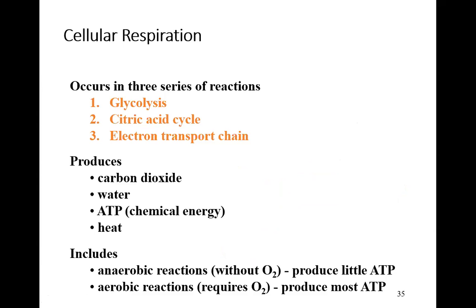The process of glycolysis and then Krebs cycle and electron transport involve anaerobic reactions that don't use oxygen. Glycolysis doesn't need oxygen. It is an anaerobic process. But the downside is it doesn't give you very much ATP. Glycolysis gives you 4 ATP. The Krebs cycle, which is also anaerobic, gives you 2 ATP.